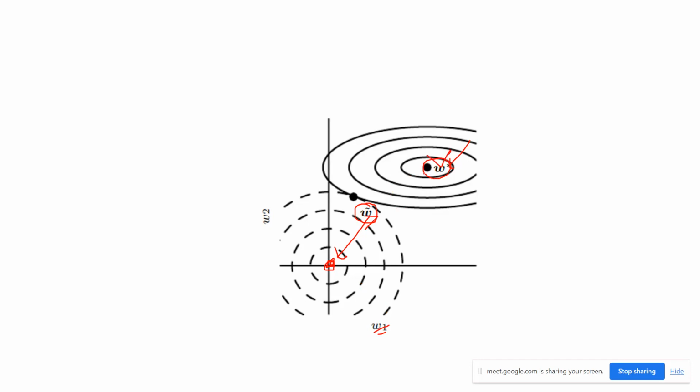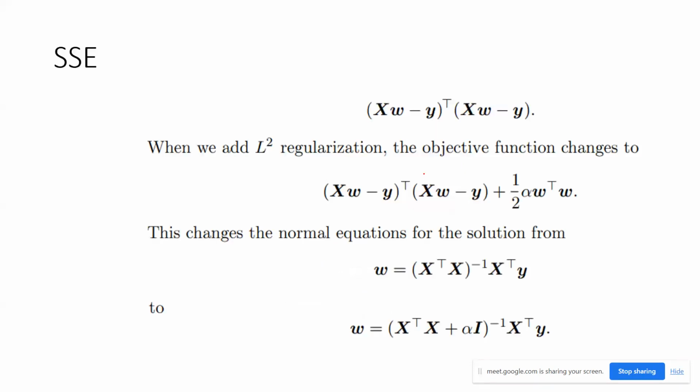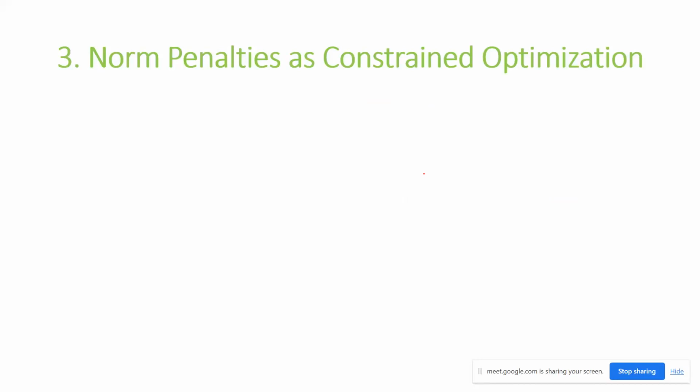Okay, so like this, we are applying penalties. That is one of the constraints. So for that, we are using penalty normalization. This is another strategy: norm penalties as constrained optimization. The first optimization is by adding a penalty, parameter norm penalization. The second one is norm penalties as constrained optimization.